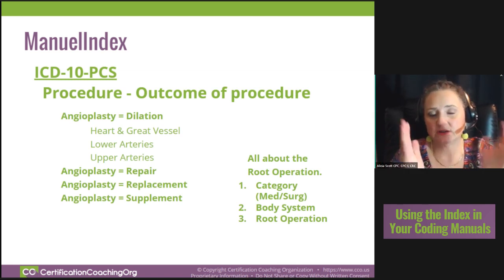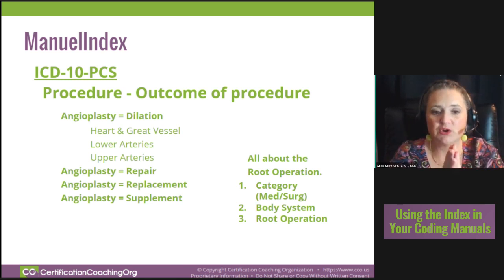So I took just one word. We're going to do an angioplasty, okay? But there's several things that we can do within an angioplasty. What's the outcome? Now, a regular angioplasty would be like a dilation, right? And this is the root operation. So your first three characters are going to be your category, which for an angioplasty would be med surg, and then what body system are we working in, and then the root operation, which would be dilation.